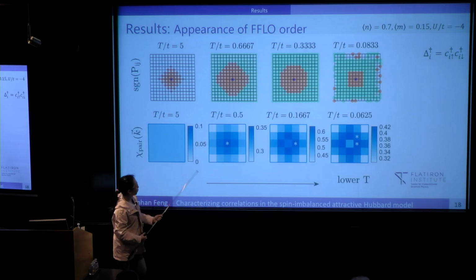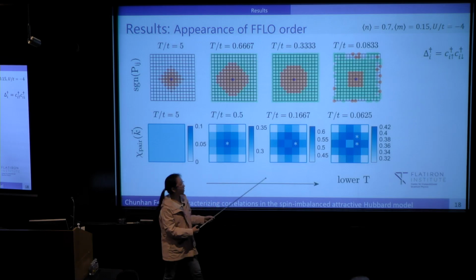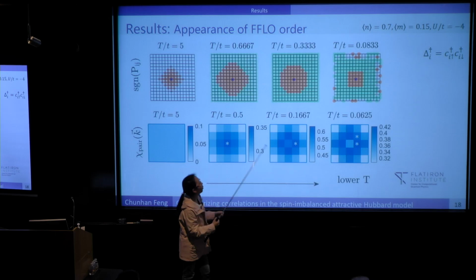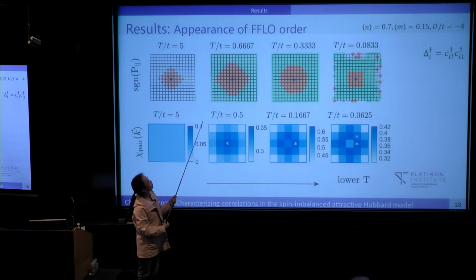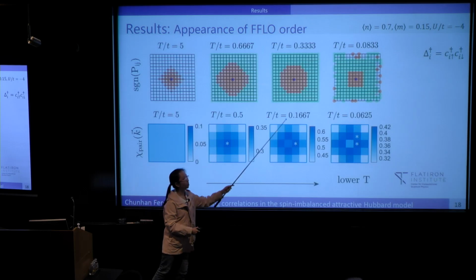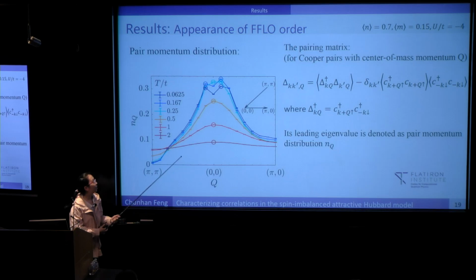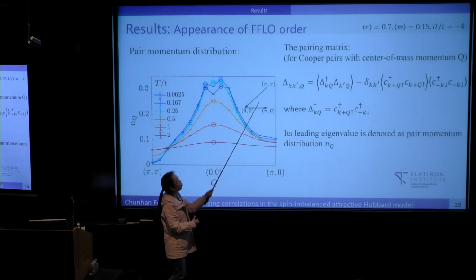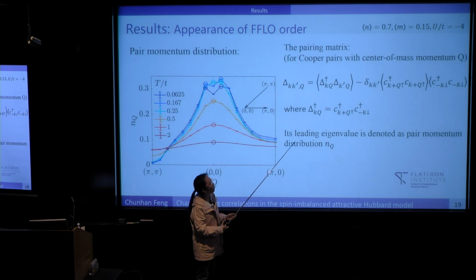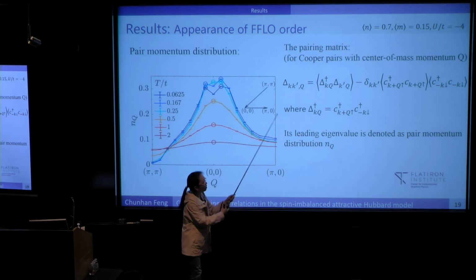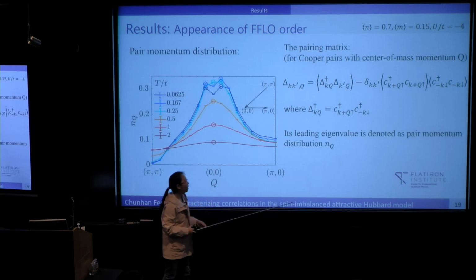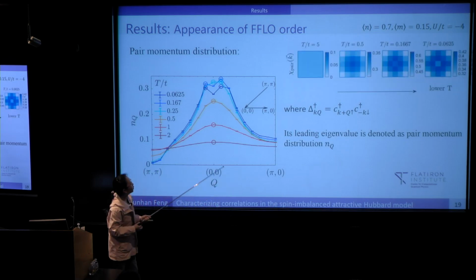Yeah, so actually the changes of these peak positions are also consistent with the real space patterns we have already seen. It changes from a diamond to a circle and finally to a square. And the third quantity we look at here is the pair momentum distribution. So we can define a pairing matrix for Cooper pairs with center of mass momentum Q, and its leading eigenvalue is denoted as the pair momentum distribution. And we can see some similar features here.